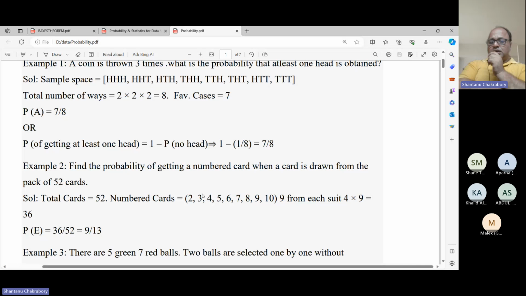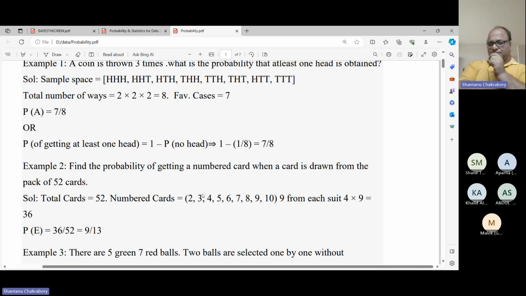So if you have a total pack of 52 cards, the probability of getting a numbered card, that is from 2 to 10, that is 9. Why are we multiplying 4 into 9? Because there are 4 different suits. We have diamonds, spades, clubs, and hearts. So 4 suits and 9 number cards in each. 4 into 9 is 36. So out of 52, 36 divided by 52 gives us the probability of 9 by 13.